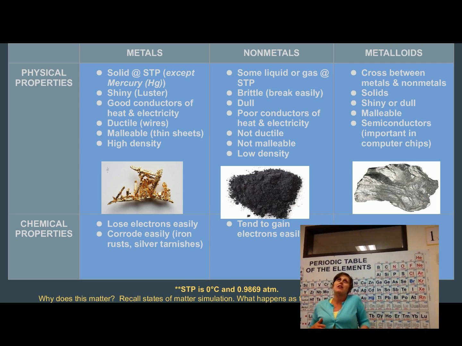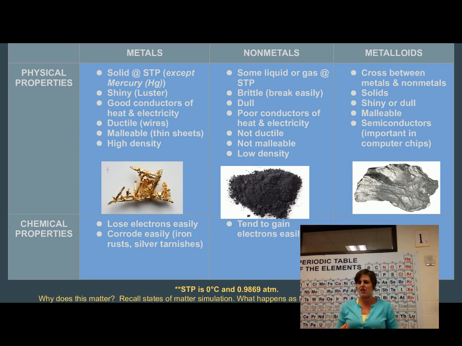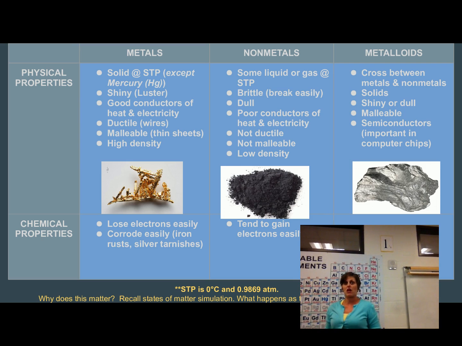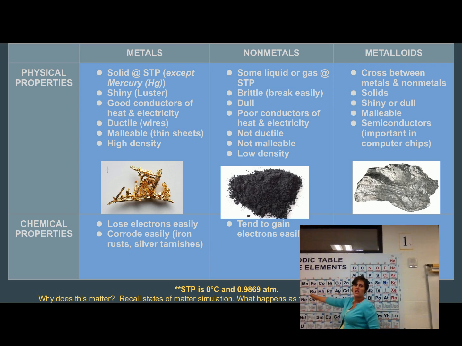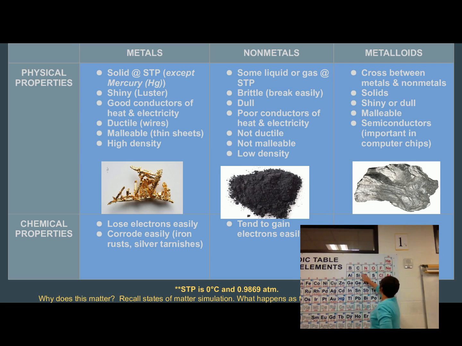Non-metals, some are liquid, some are gas. They're brittle, meaning they break really easily, like you think about grandma's brittle bones. They're dull in color. They're poor conductors of heat and electricity. These are the types of questions that you'll be asked on the EOG. Which of the following elements is most likely to conduct electricity? So you're going to be looking for something over here for a metal. Something that doesn't conduct electricity or heat is going to be over here.